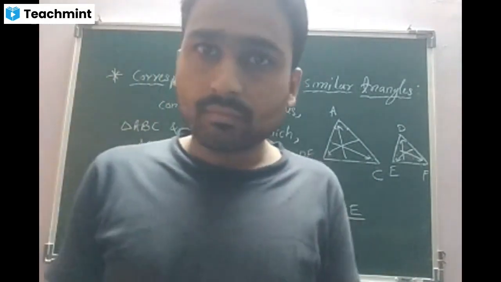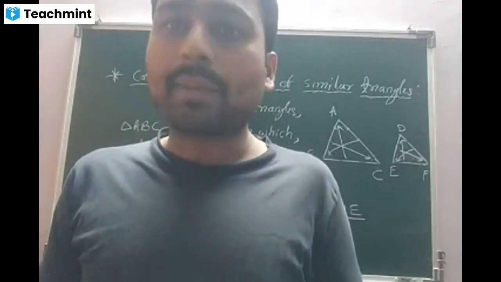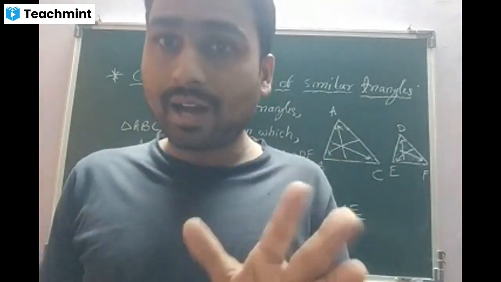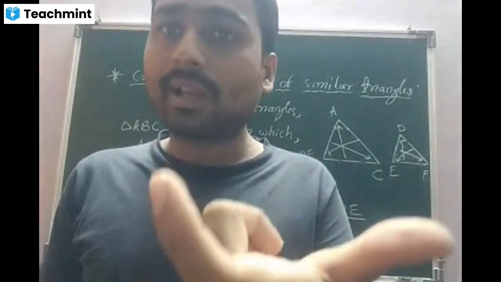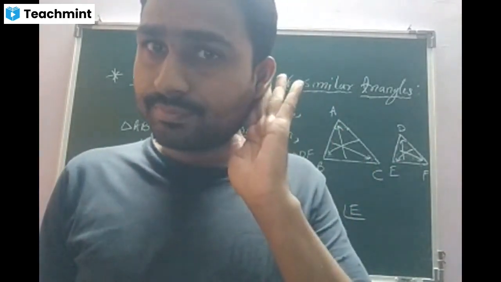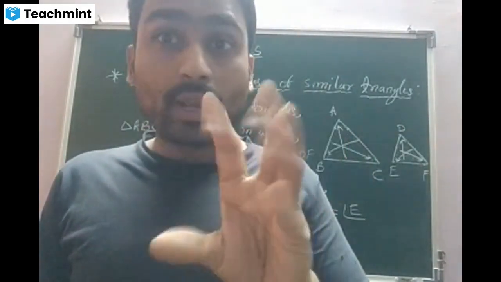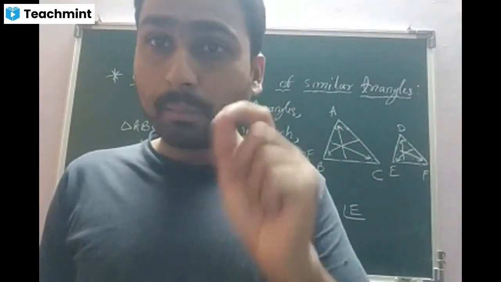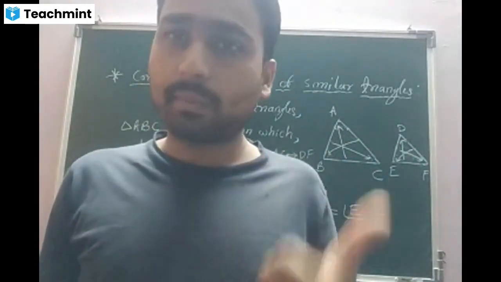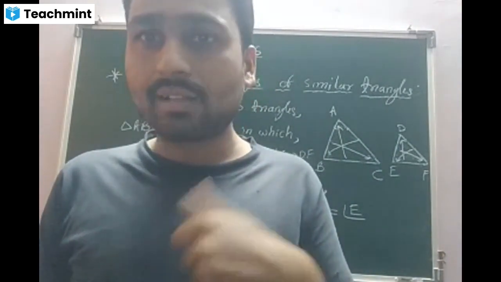Then what is the symbolic representation? If the two triangles ABC and DEF are similar, what is the symbolic representation? We have seen it. Then comes a very important concept. You can make a star mark for this. What is that? The corresponding sides of similar triangles and corresponding angles of similar triangles.